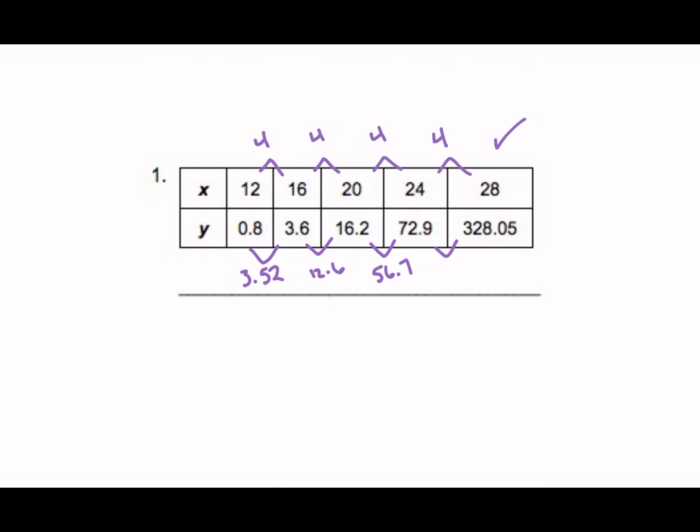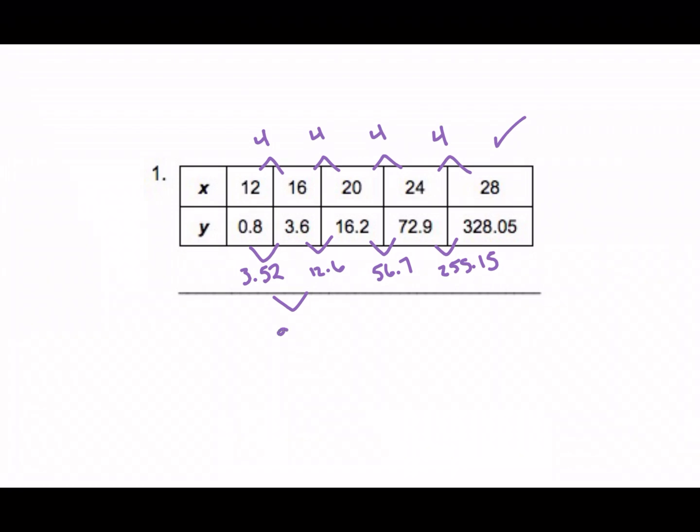So I'm just subtracting 328.05 minus 72.9. That gives me 255.15. So those are my first differences. Those are not the same, so we already can eliminate linear. Now I'm going to find my second differences. So I'm going to take these numbers here, and I'm repeating the process, subtracting 12.6 minus 3.52.